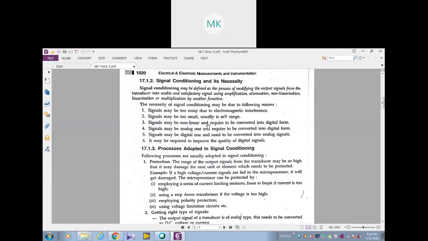The signal may be non-linear and required to be linearized. The signal may be an analog one and required to be converted into digital form. The signal may be a digital one and need to be converted into an analog signal, or it may be required to improve the quality of the digital signal. Now these are the different necessities of signal conditioning.